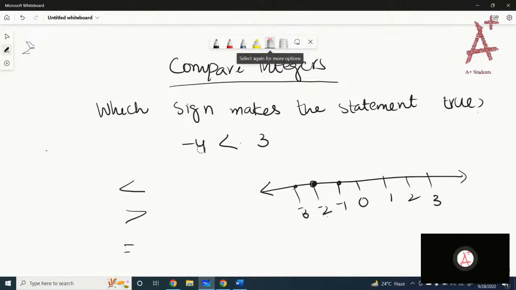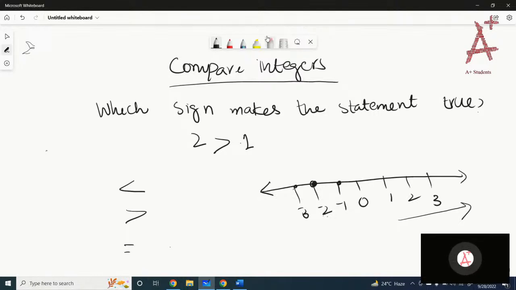Okay, then the next one is, which sign makes the statement true? The numbers you have to compare are 2 and 1. Less than, greater than, or equal to? Which sign? Both the numbers are positive, and 2 is greater than 1. On the positive side, as you are moving far from 0, the numbers are greater and greater. So 2 is greater than 1. Got it? Okay, select the correct option, 2 is greater than 1, and click on the OK button.